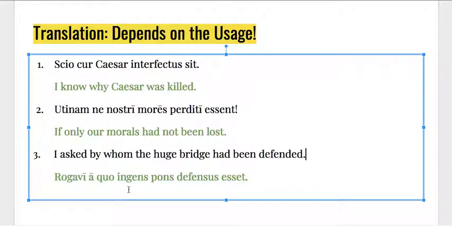And finally, we have this English to Latin to really test you, as the stretch question. Rogavi, I asked. By whom, quo, right? It's personal agent with a relative pronoun, so we put that relative pronoun into the ablative. I was unable to make a macron over that, but there should be. The huge bridge had been defended. Huge bridge is our new subject of the subordinate clause, which is introduced by the relative. And we need a pluperfect subjunctive here, because again, it's indirect question, and we are in secondary sequence because the introductory verb was a past tense verb, perfect tense, specifically.